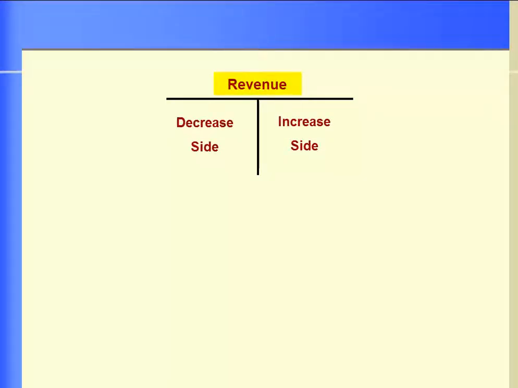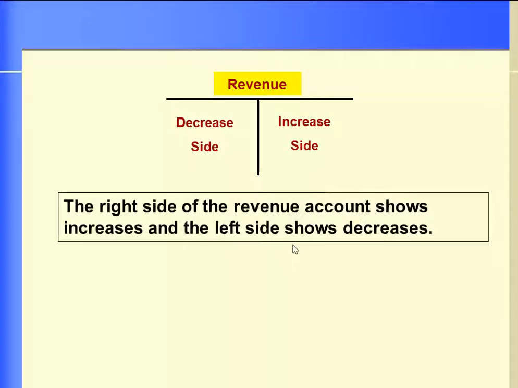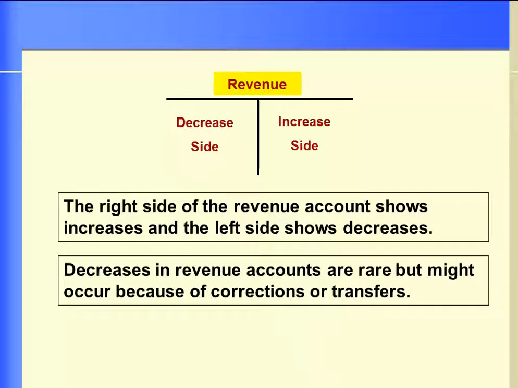So revenue is increased with a credit, decreased with a debit. I normally don't see a decrease in revenue unless there's a corrective journal entry. So most likely you're always going to see increases. For example, if we recorded revenue too early, we'll correct it with a decrease, but that's rare. The right side shows the increases, the left side decreases. Decreases in revenue accounts are rare, but might occur because of corrections or transfers. Transfers, don't worry about in this class.